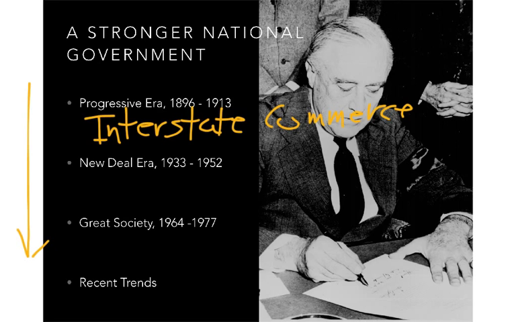One of the powers found in Article 1, Section 8 of the Constitution is the Interstate Commerce Clause, which says that Congress gets to regulate things that affect the trade between states. And this is going to be interpreted much more broadly during the Progressive Era and increase the power of the national government. The second era, the New Deal era, is going to last from 1933 to 1952.